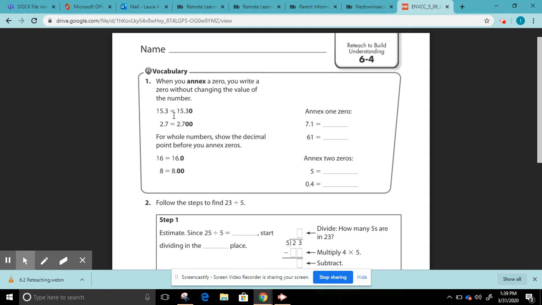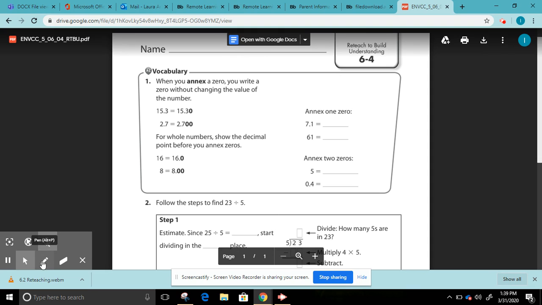So if we look down here at the example, 15 and 3/10 equals 15 and 30 hundredths. Do you see that? That is where they just added a 0. That is all they did right there. They annexed a 0, added a 0. 2 and 7/10. They added 2 zeros. They annexed 2 zeros, and now it's 2 and 700 thousandths. Okay, remember we always say the value of the number and then what place it lands in or ends in.